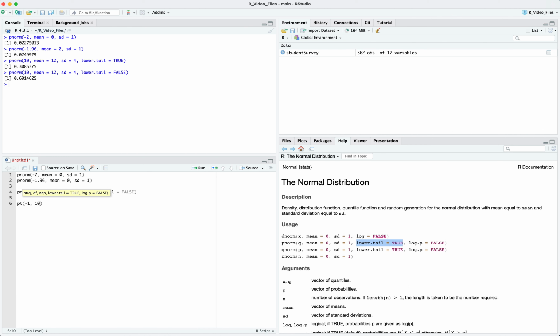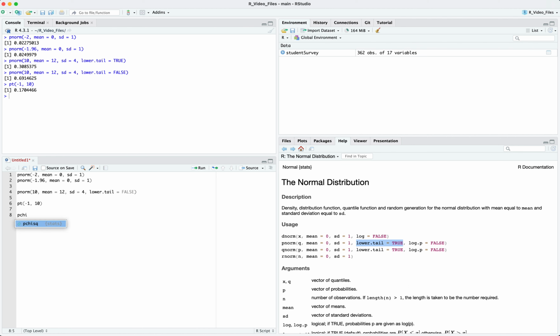So perhaps we have a distribution with 10 degrees of freedom. Do note there are 2 arguments in the t-distribution that we do not use in our class, ncp and log.p. Please don't worry about those, but the lower.tail argument is here as well. So we can find probabilities from a t-distribution.